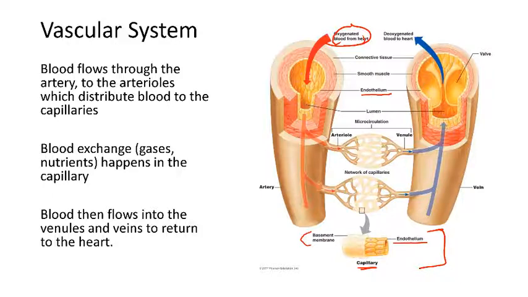The job of the arteries is to send the blood out. The job of the veins is to bring the blood back, and it needs to do so as quickly as possible. Capillaries is where we slow things down and actually allow that diffusion to take place.